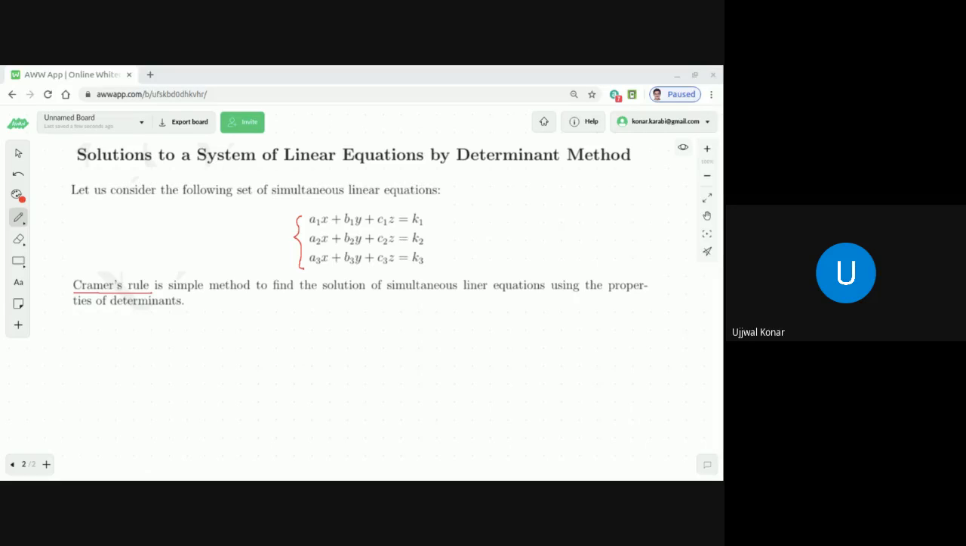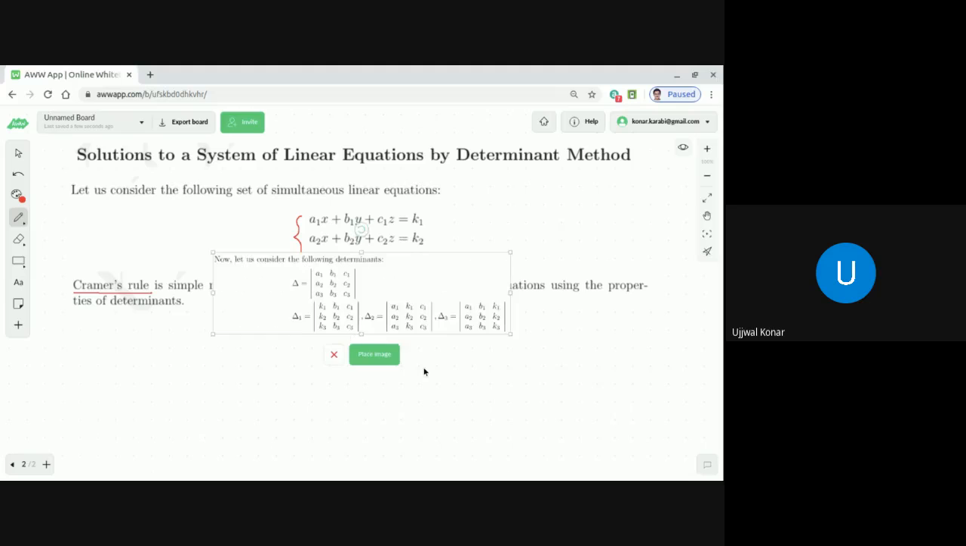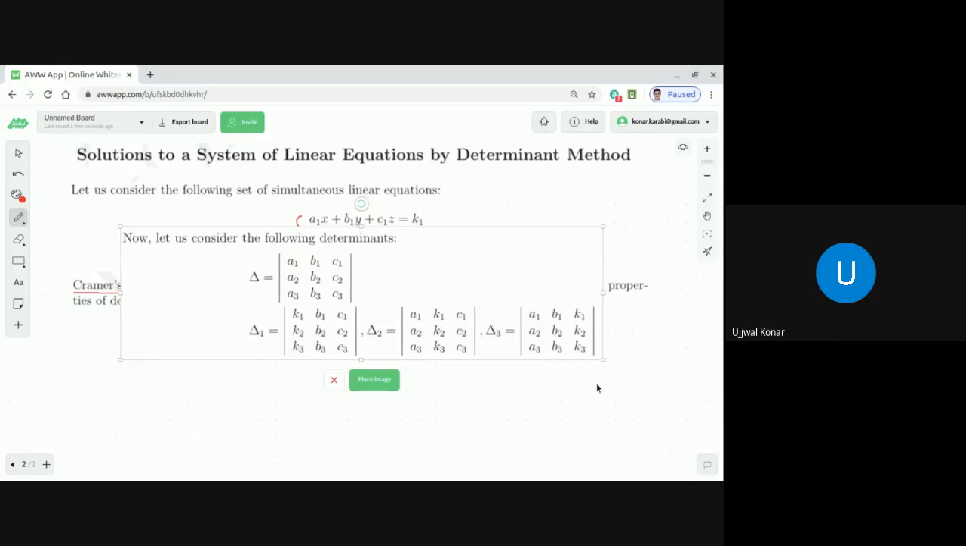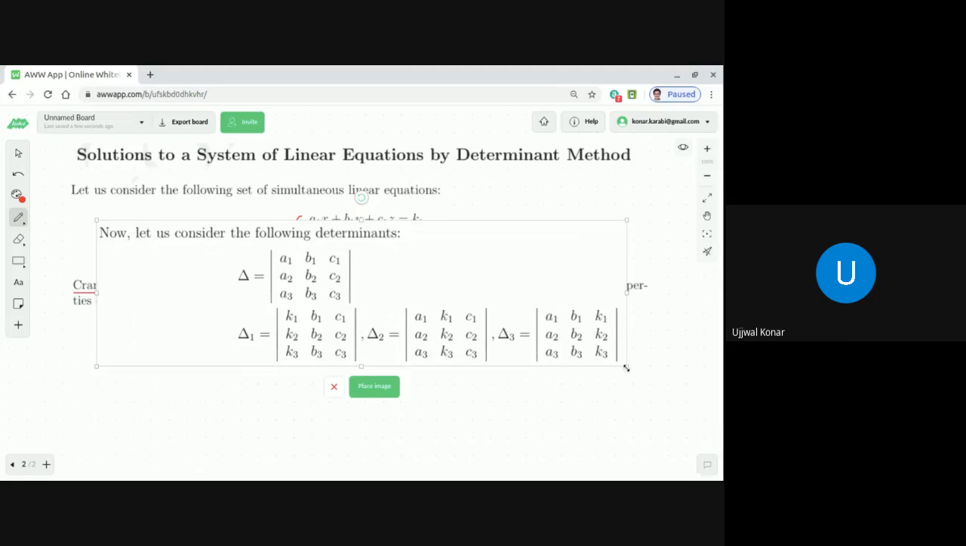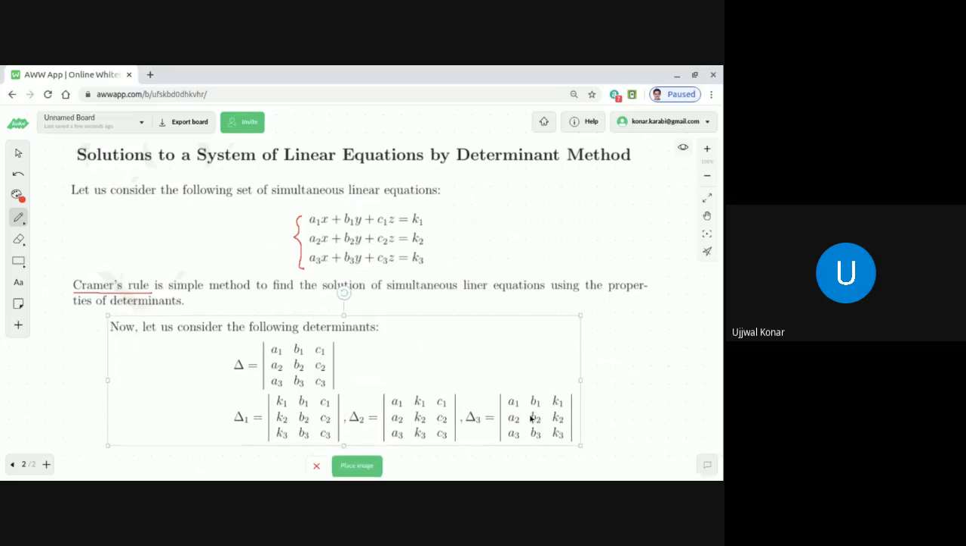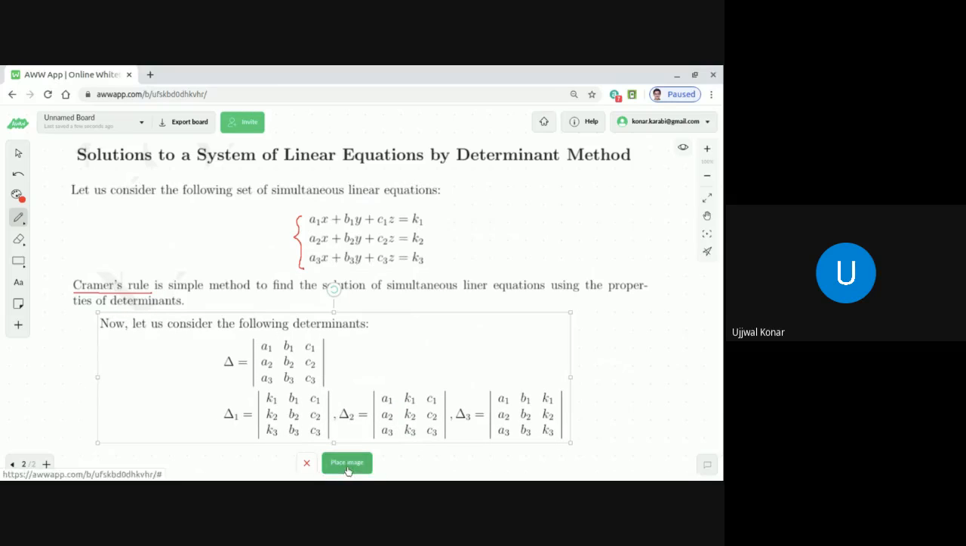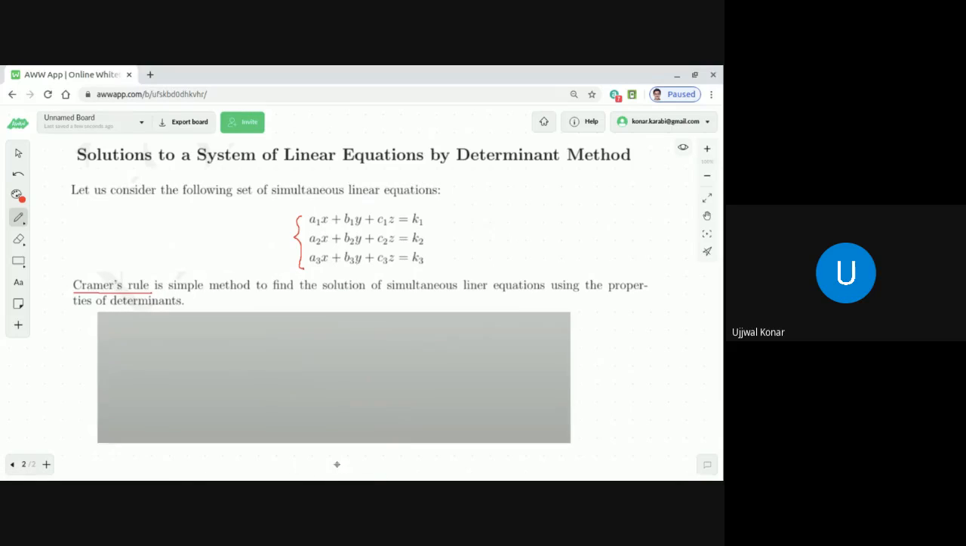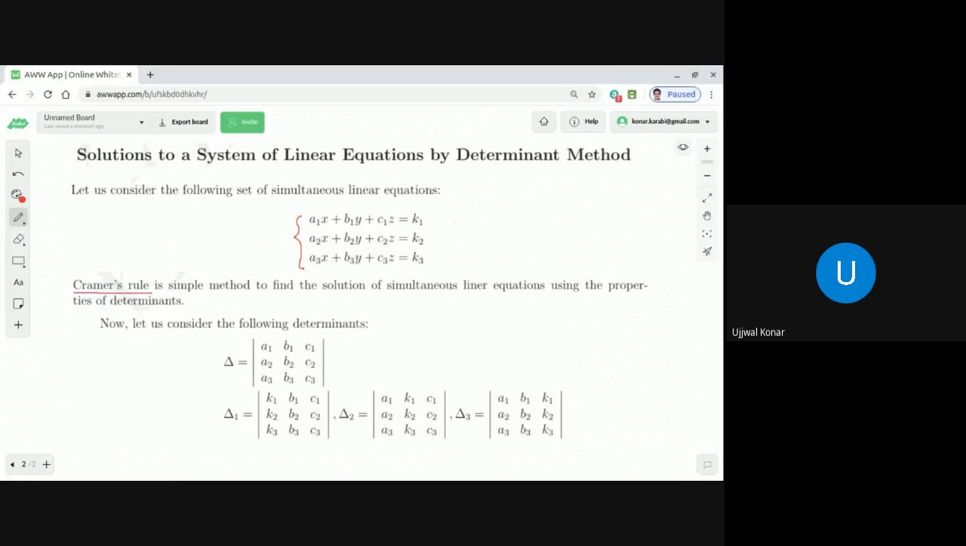What are the four determinants? We are going to find them out. Just have a look at the four determinants, and let me first show them to you. After that, I'll explain how we can form these determinants. The four determinants are delta, delta 1, delta 2, delta 3. What is delta? Delta is nothing but the determinant corresponding to the coefficient matrix.